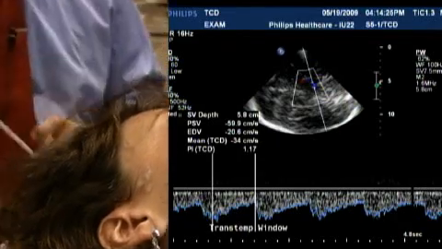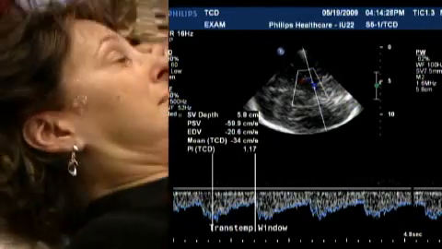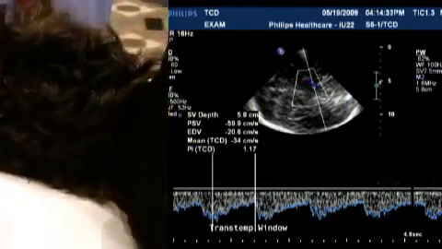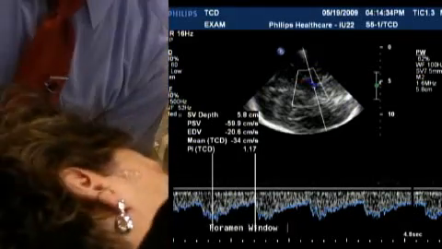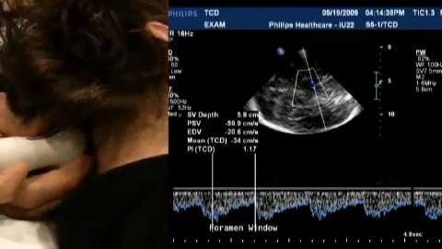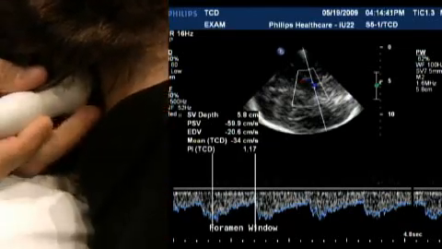At this point, I'm going to have the patient turn on her side, and we are going to change windows. Look through the foramen window, and at this point we're going to evaluate the vertebral arteries and basilar artery.